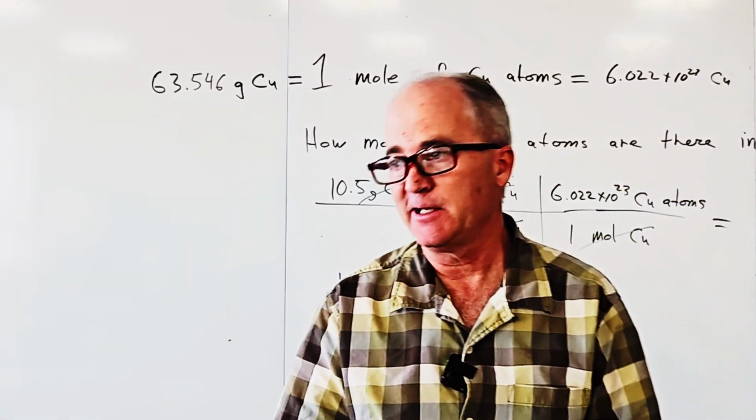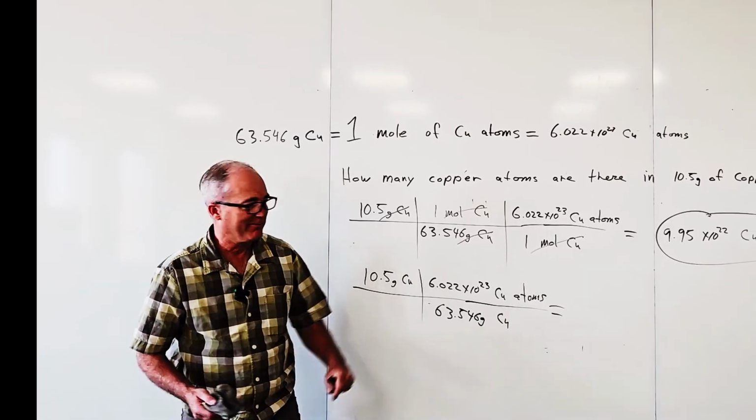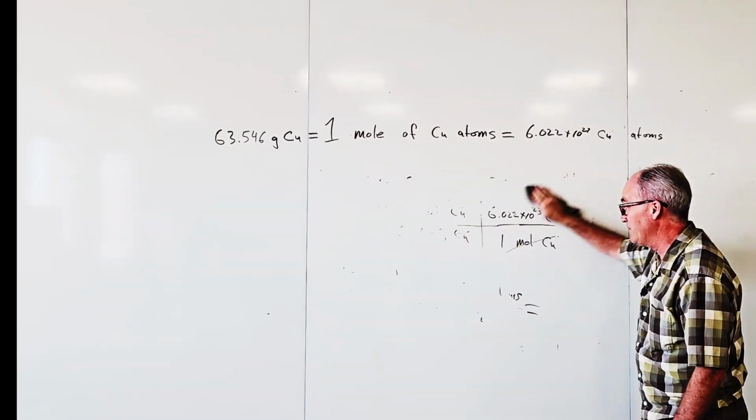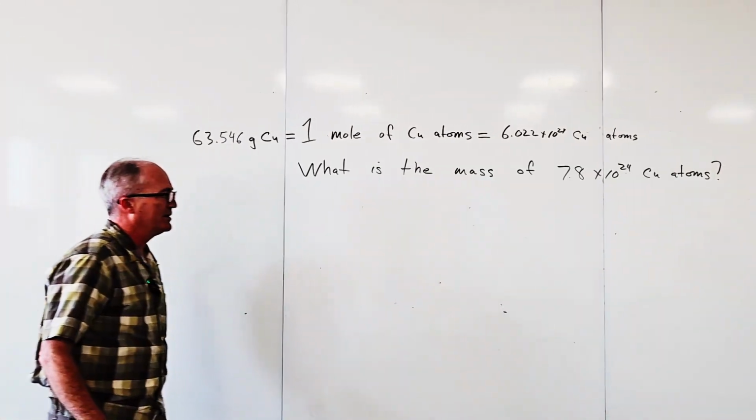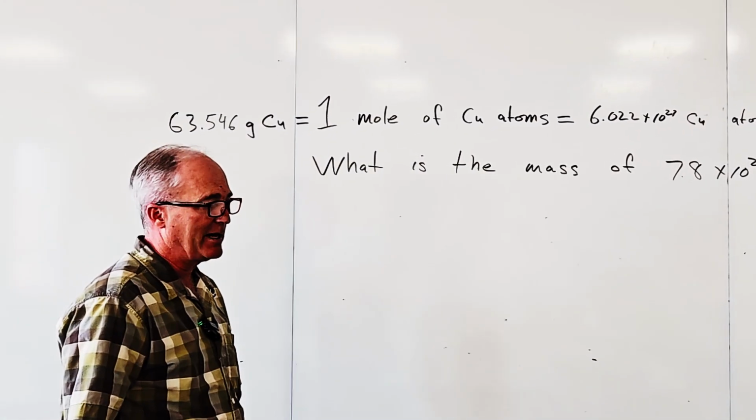All right, do you want to see the Avogadro's number problem that messes up half the students? Yeah, all right. And then I'll explain why it messes them up. What is the mass of 7.8 times 10 to the 24 copper atoms?